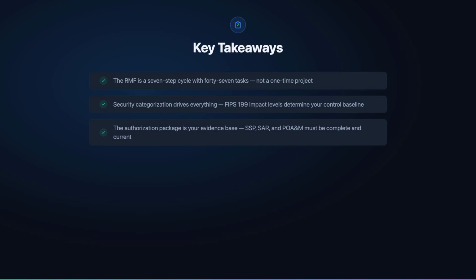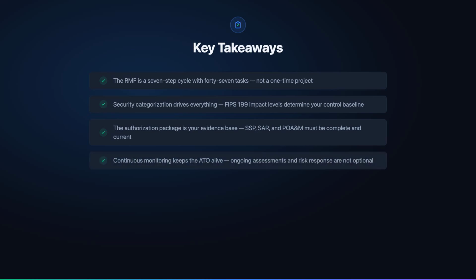Third, the authorization package is your evidence base for the ATO decision. The system security plan, security assessment report, and plan of action and milestones must be complete, accurate, and current. A weak package delays authorization. A strong one demonstrates that risks are understood and managed.